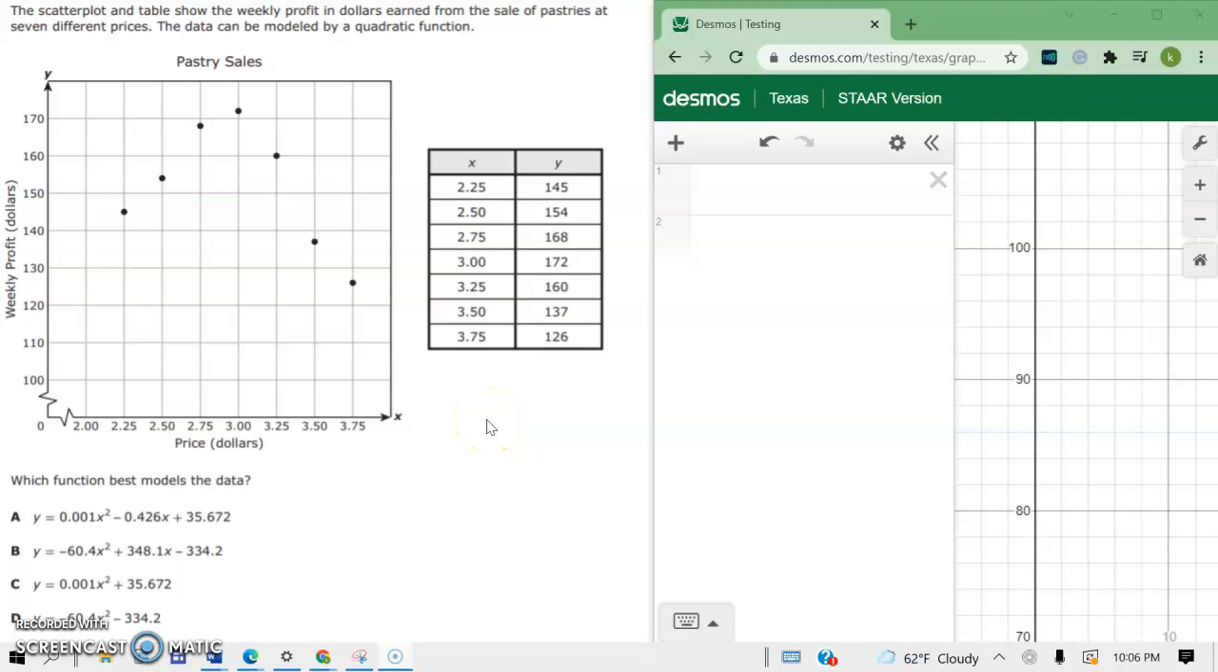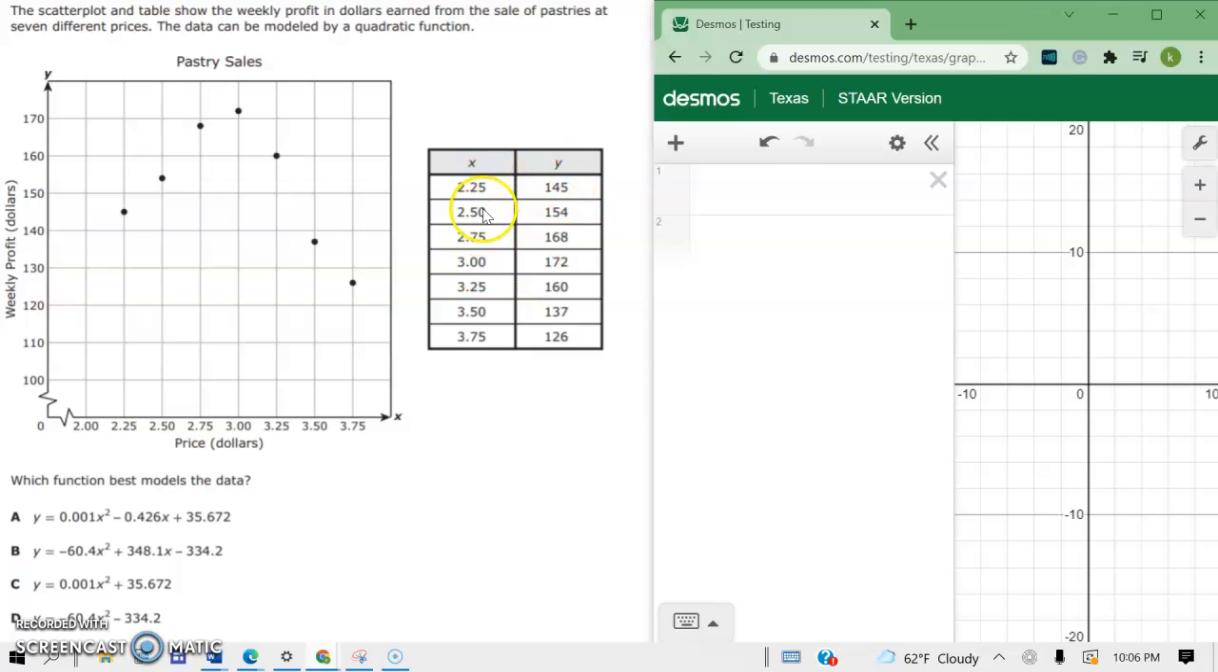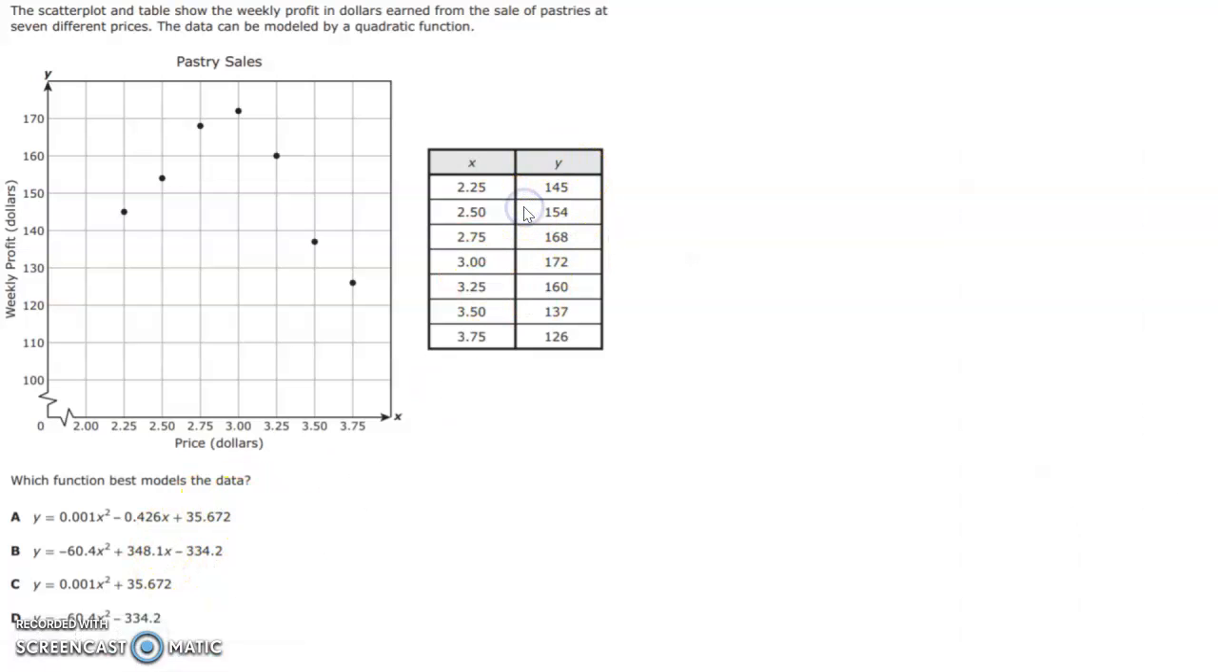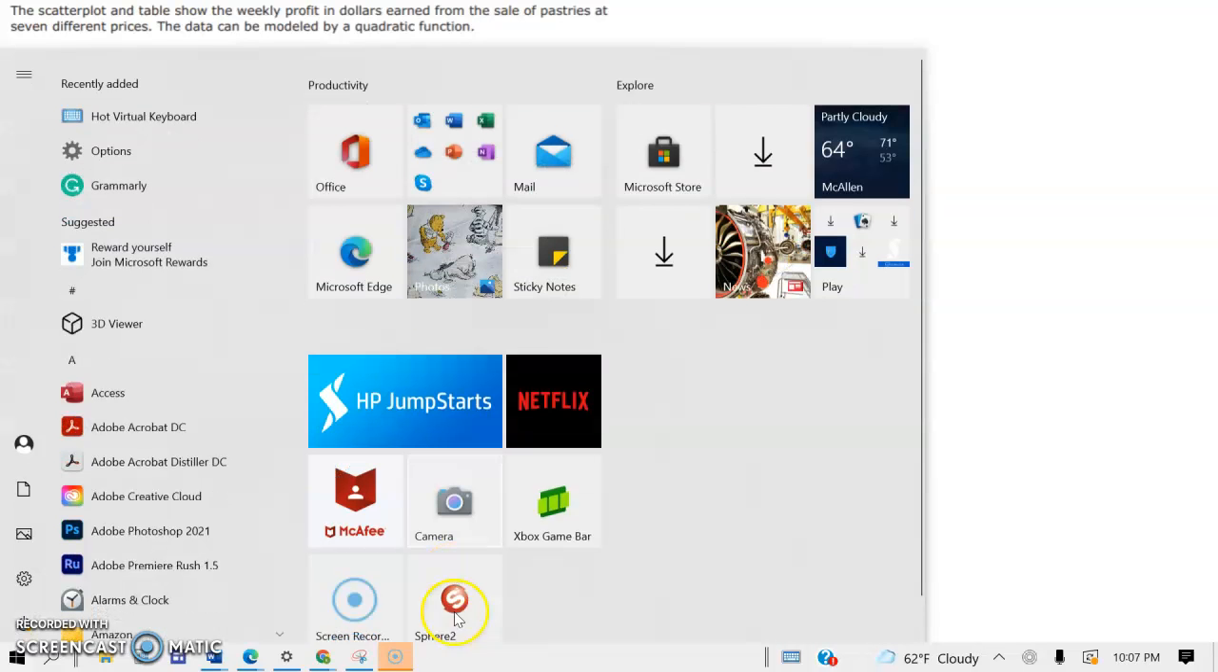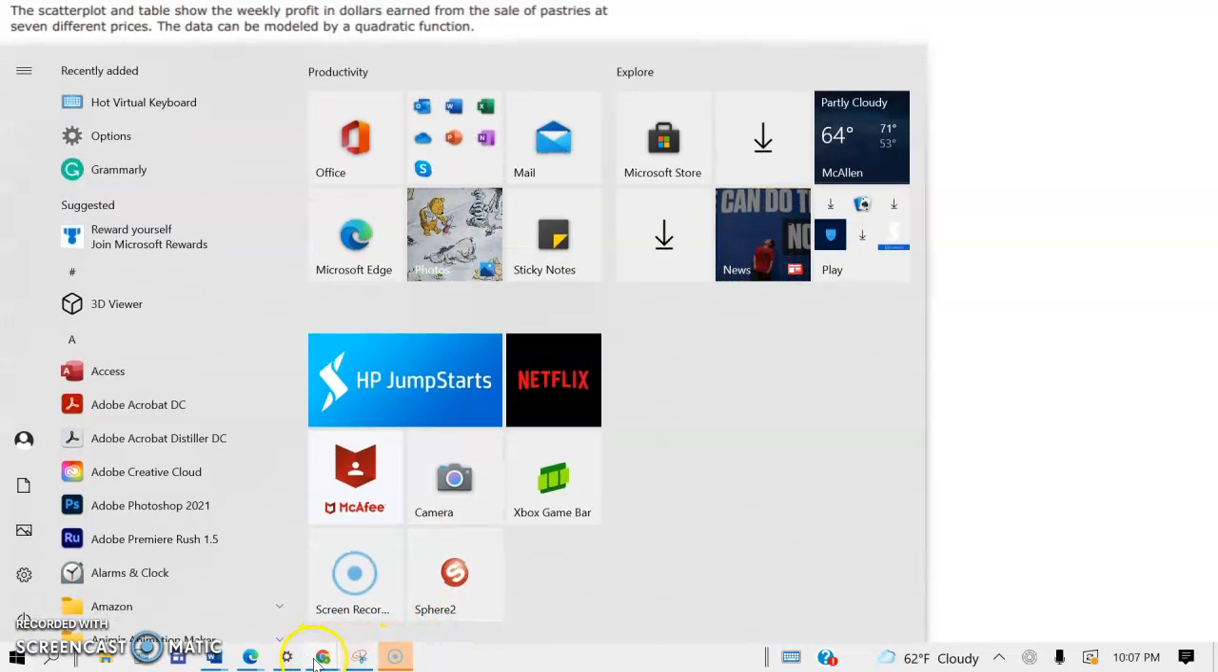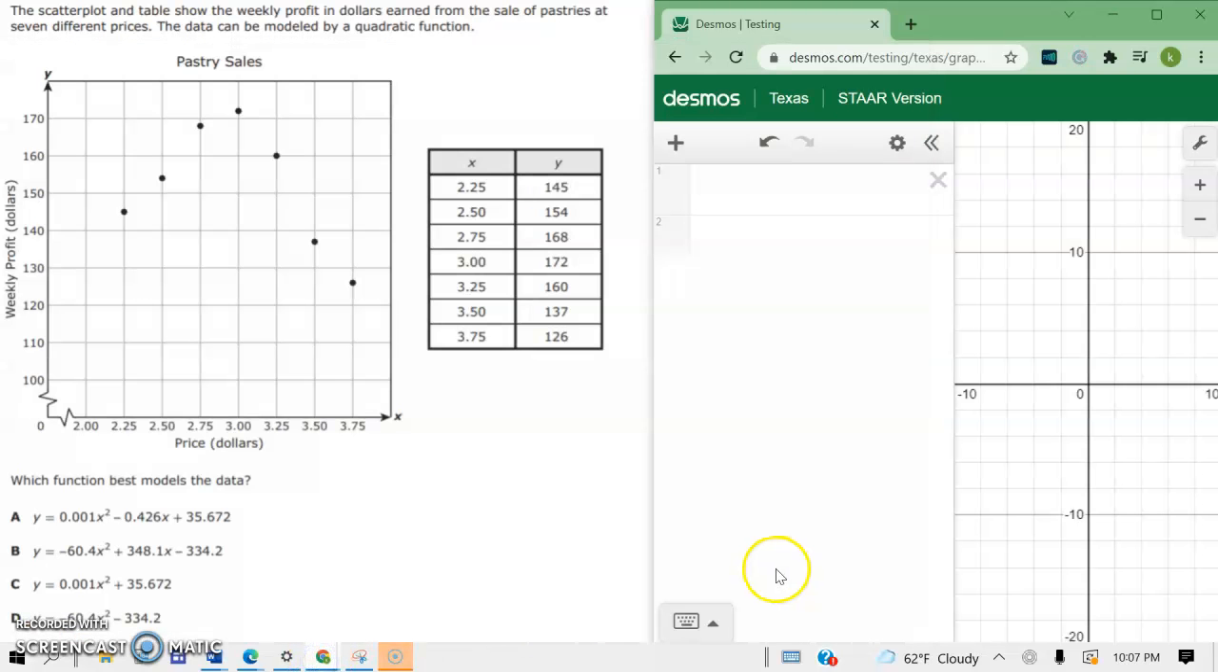Okay, so on this one, it says which of these models this data. So the easiest way to look at here is not the actual graph, but it's from the table. Now it says which one best models this information. So that means that it's not going to be an exact number, but it's going to be kind of close to it. So let me get my decimals calculators right here, and let me start typing in the first one.